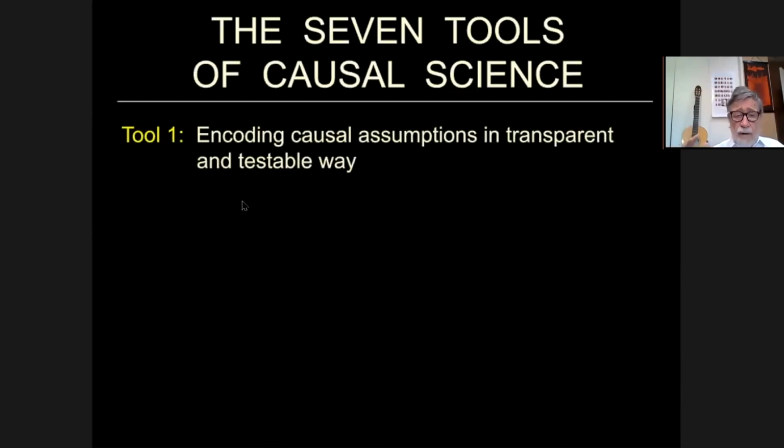Here are the tools that have been achieved by this calculus. First, encoding causal assumptions in a transparent and testable way, and don't knock it. This is one of the most important accomplishments here. If you have assumptions, you can articulate them, and you can communicate with your peers, and you can argue about them. You can only do it if you have a language to express your assumptions, and the language did not exist before we had the language of assignment.